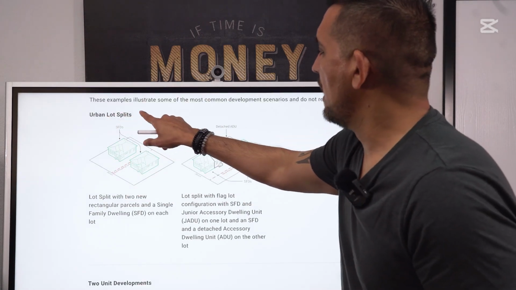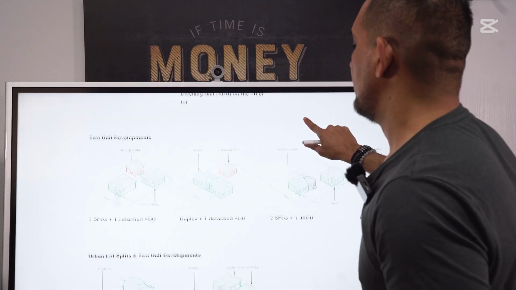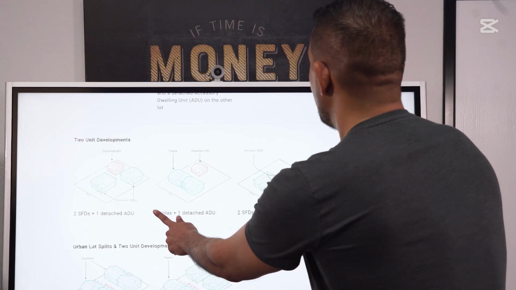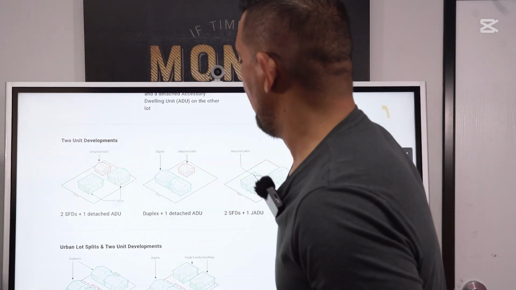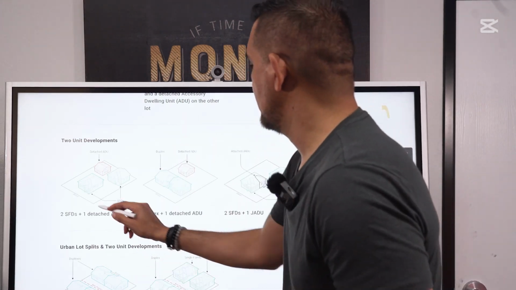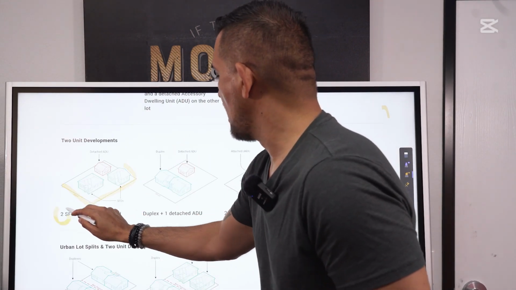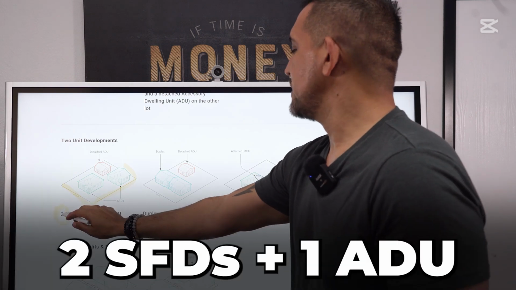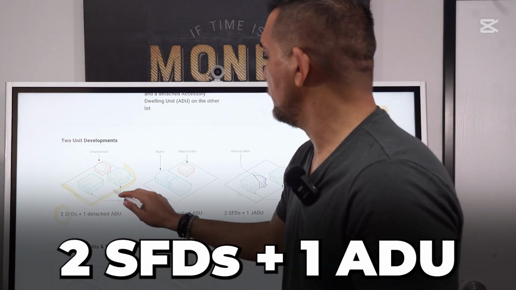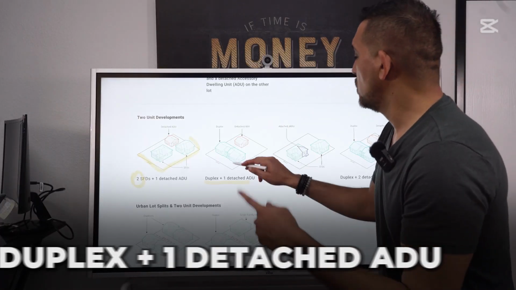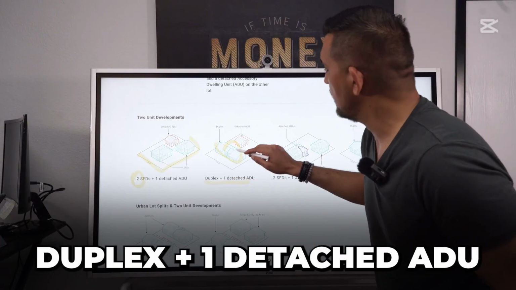So SB 9, urban lot split, you can split it. Number 2, 2-unit development without having to split it. And these are the configurations that you can have. So 2-unit development on a single family residence. So that's one. And this option will give you 2 single family residences plus 1 ADU, 3 units. This configuration gives you a duplex. You have a duplex, you can add another ADU, 3 units.